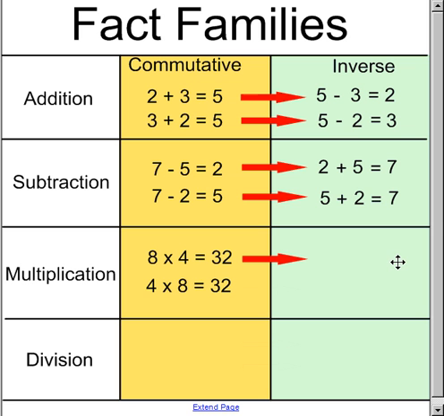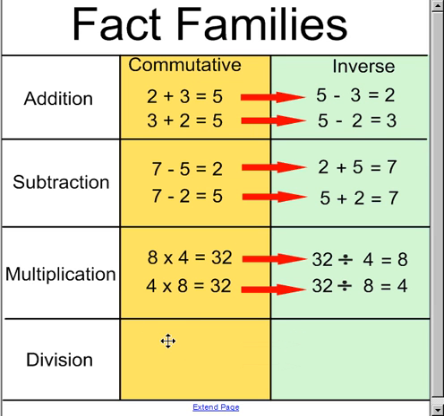I want to write in my numbers like I did before, just in the reverse order. I went 8, 4, 32. Now I'm going 32, 4, 8. And because I multiplied, now I'm going to divide. Okay, let's look at 4 times 8 equals 32. I'm going to write in my numbers first: 4, 8, 32 becomes 32, 8, 4. And because I multiplied, now I'm going to divide.